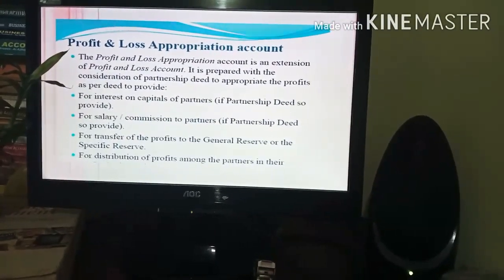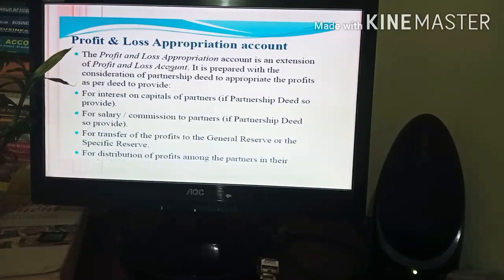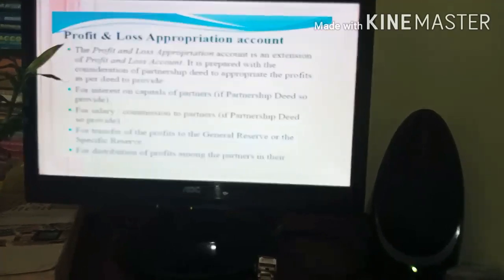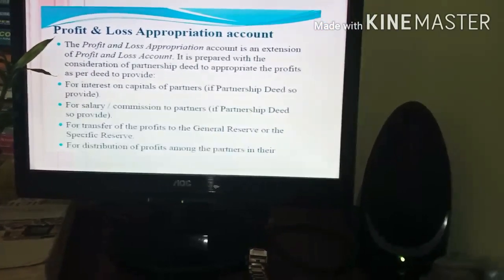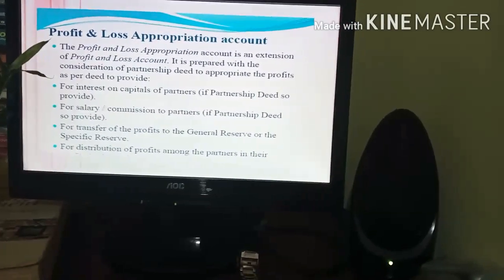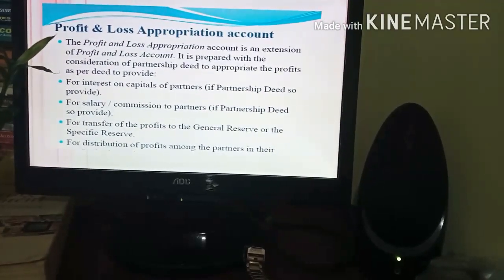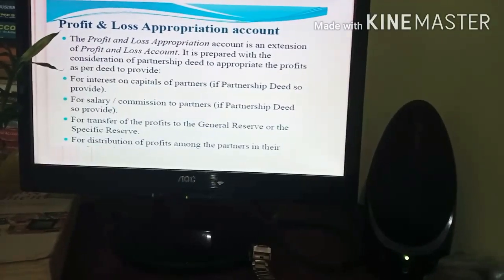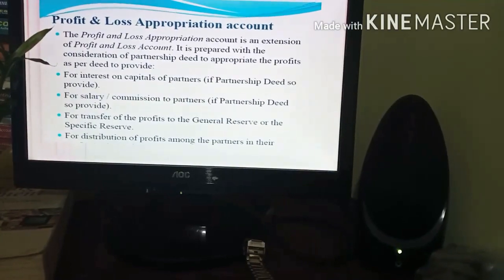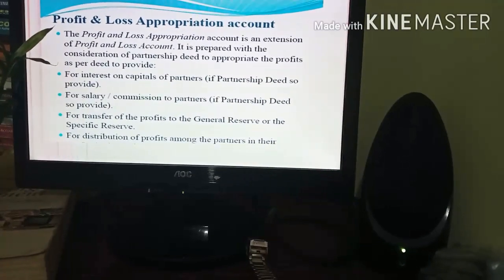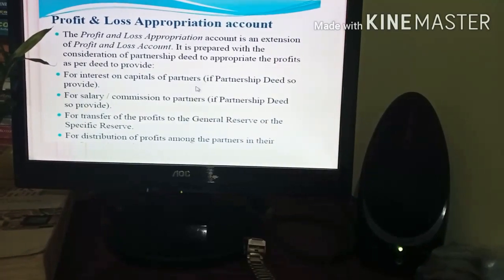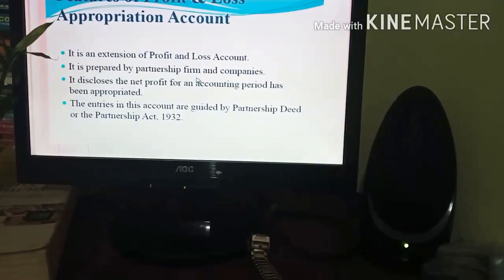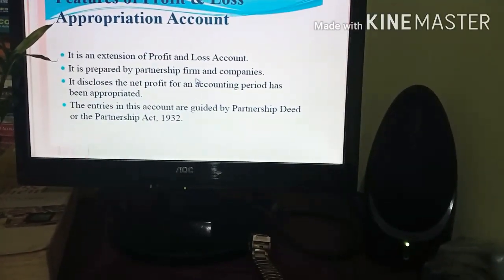It is the extension of profit and loss account. It means after the profit and loss account, you have to prepare the profit and loss appropriation account at the time of preparing for partnership business as well as company business. So what does it contain? It contains partners' interest on capital, commission of the partner, general reserve, profit, distribution of profit, interest on drawings. Such adjustments you have to make in the profit and loss appropriation account. It is an extension of the profit and loss account, and it is prepared by partnership firms and companies.